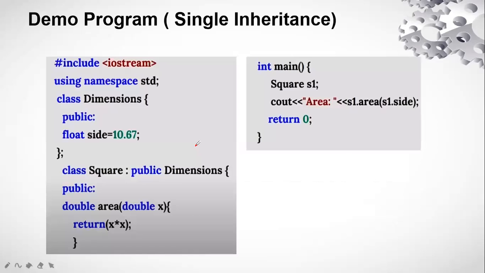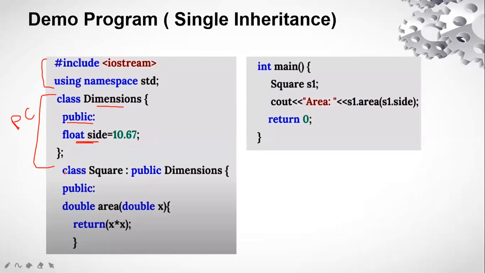So let's see with the help of a demo program how you do the inheritance. What we are doing here is the same concept, include and using namespace. Here I'm going to define a class called class Dimension. This is the name of the class. Public is the access specifier, and I have initialized one thing, that is side, of data type float, equal to 10.67. And I close it with the curly braces and the semicolon. That means this is one class. I have defined it as the parent class.